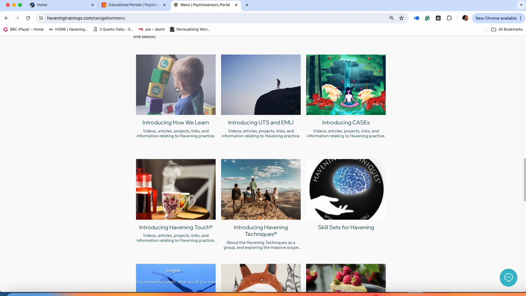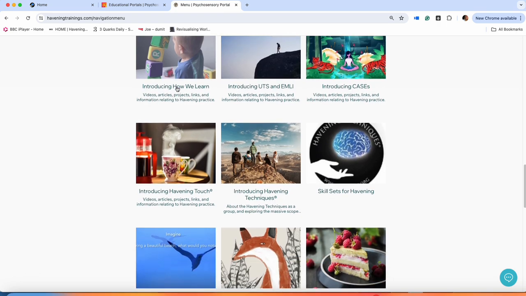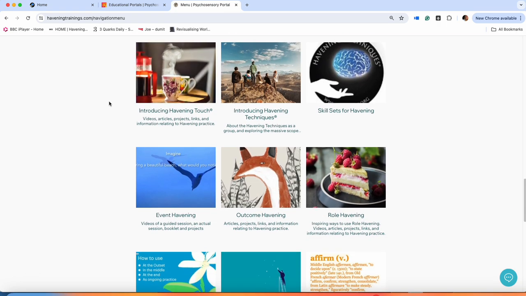Introducing unconditional threat stimuli, and Emily, introducing cases, which is state, as I was saying. Introducing Havening Touch can be quite a lot, can be very simple. 99% of the time it's really simple. It's useful to know, to have lots of strategies when it's not simple. And also, if you have a really good prep, it becomes really simple, usually. Introducing Havening techniques, skill sets for Havening, event Havening.